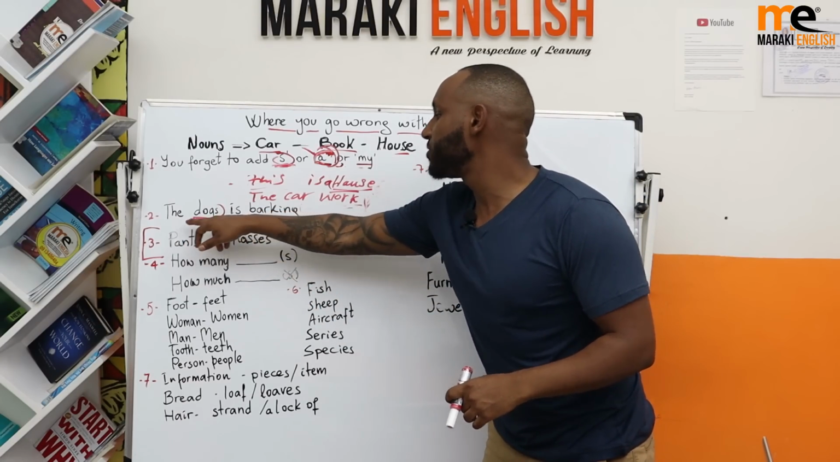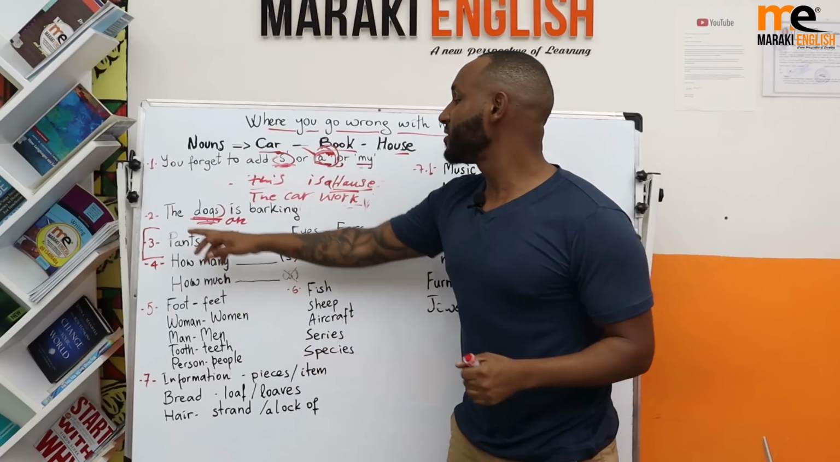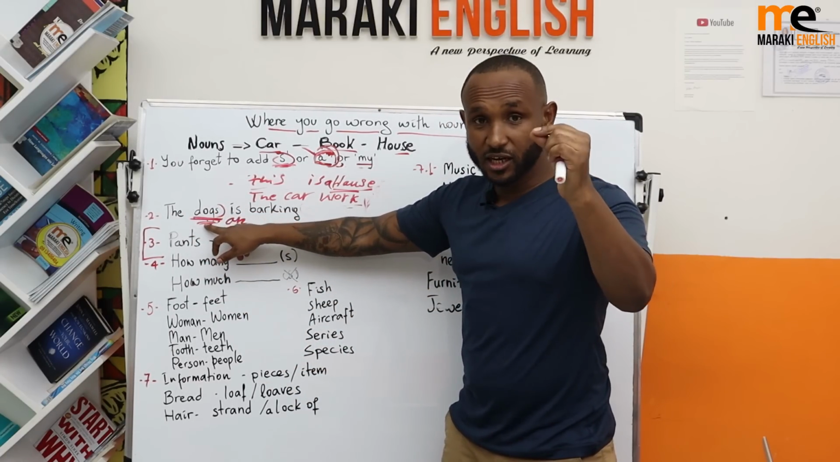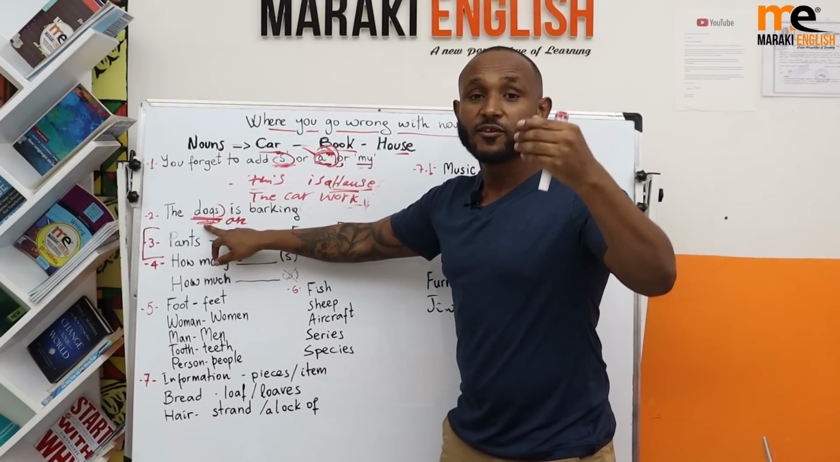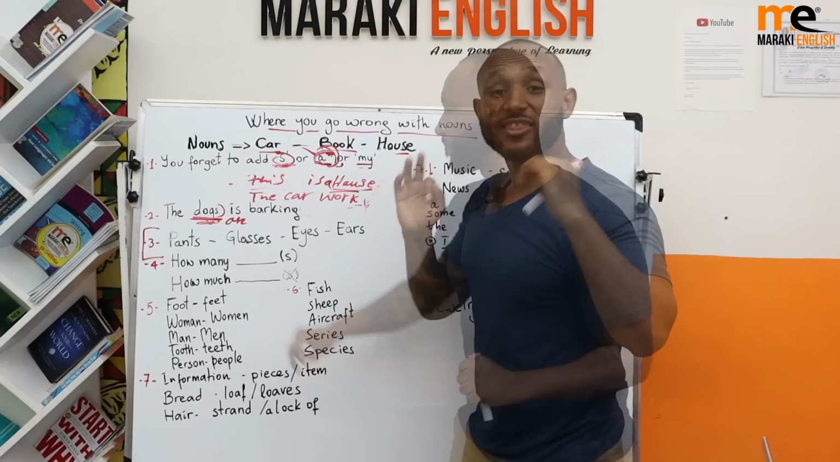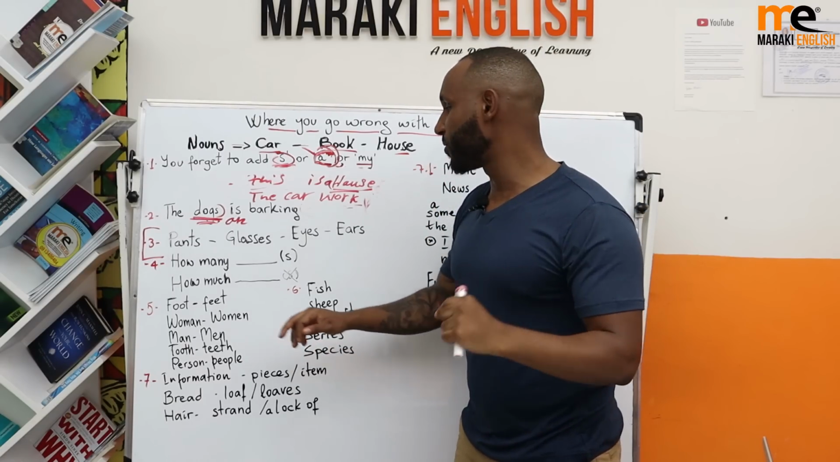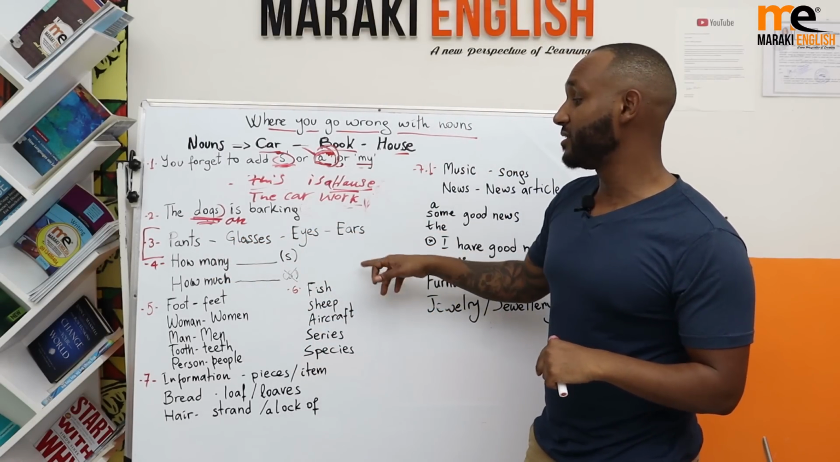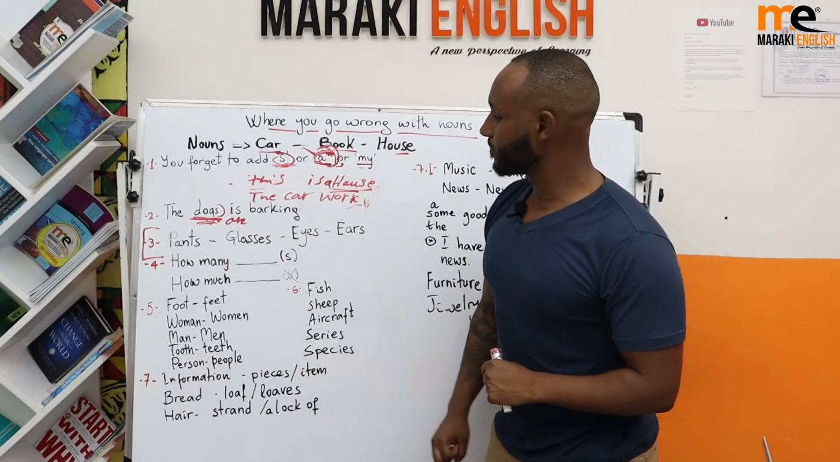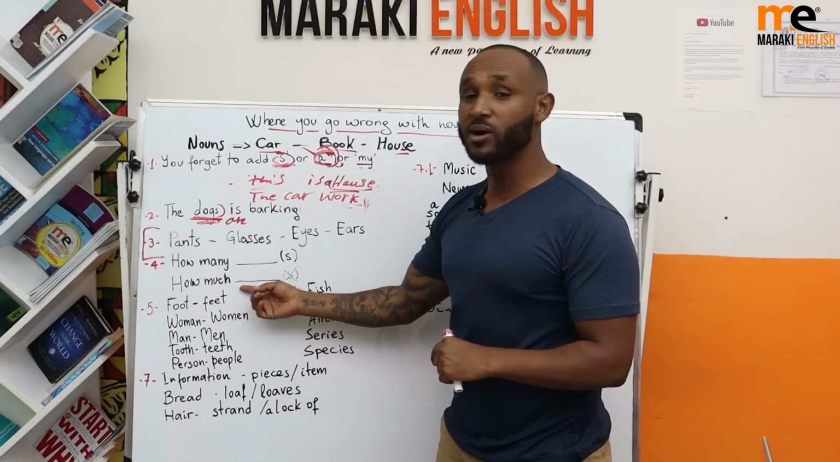The other one is subject and verb agreement. Second one, subject verb agreement. If you have a singular noun, you have to use singular verbs, for plural, plural verbs. Third one, words that are always plural, like pants, glasses, eyes, and ears. Now let's see this. You have how many and how much.